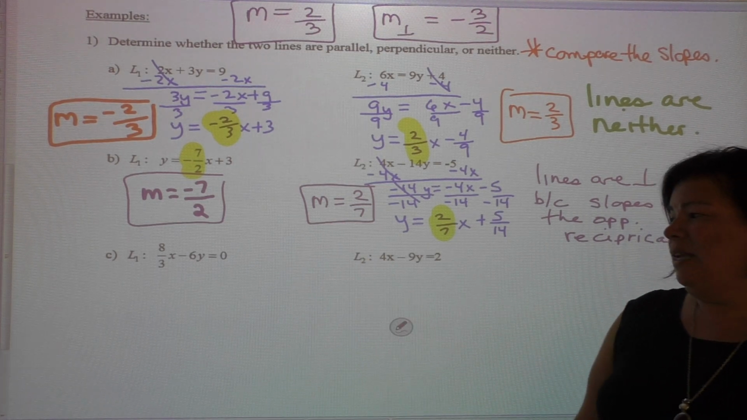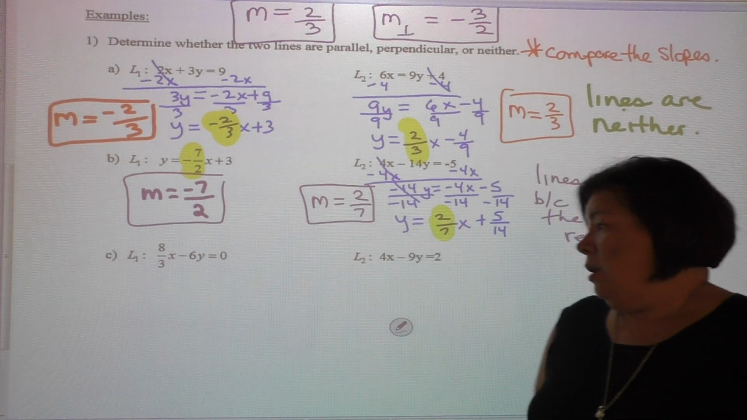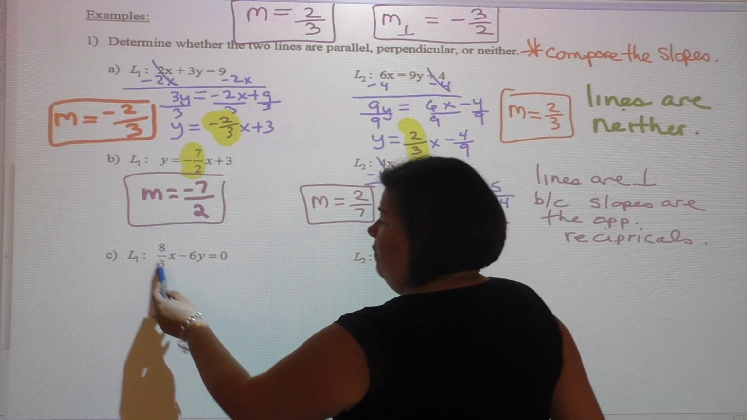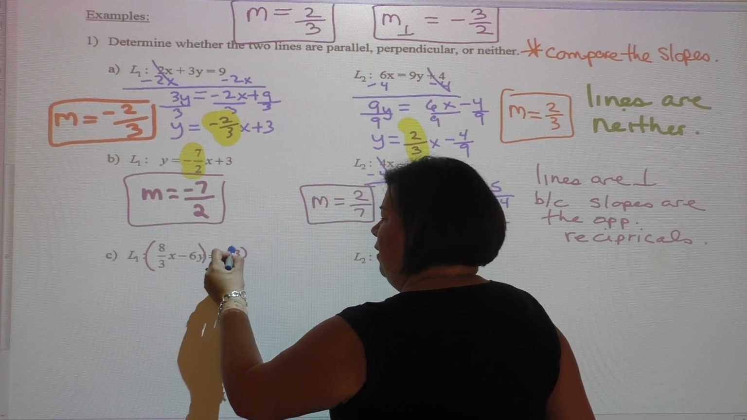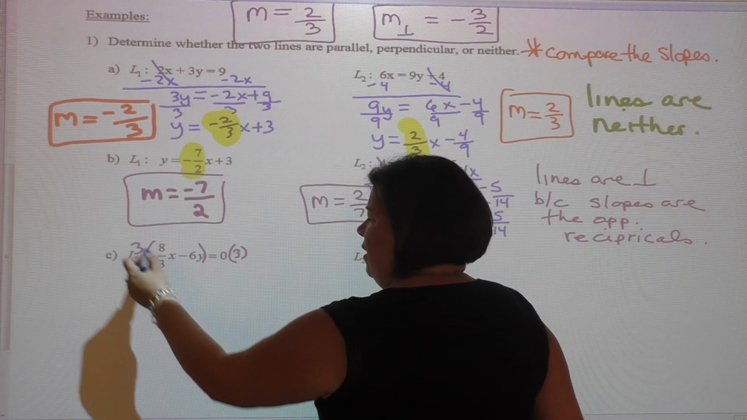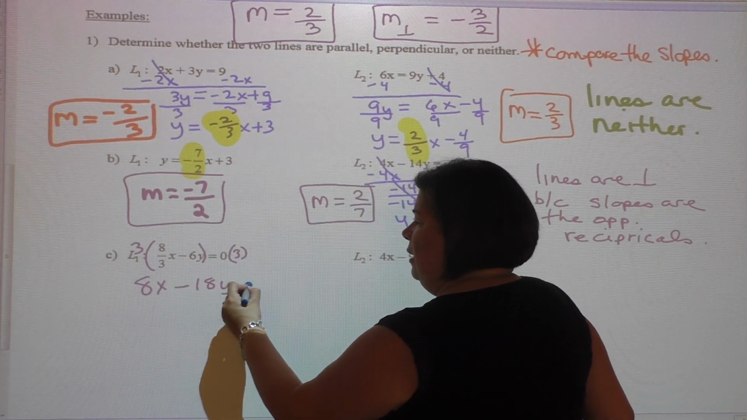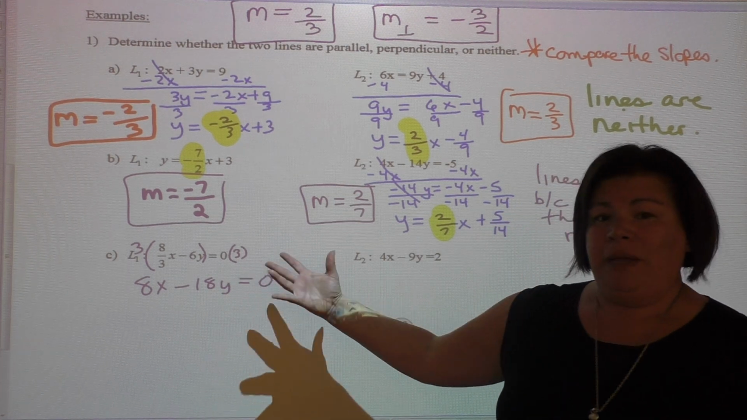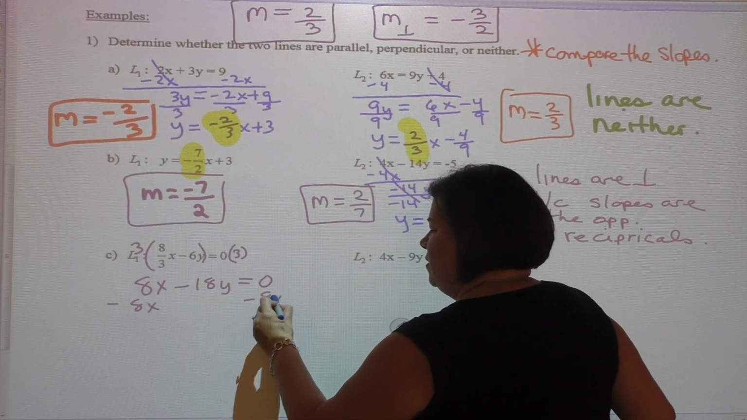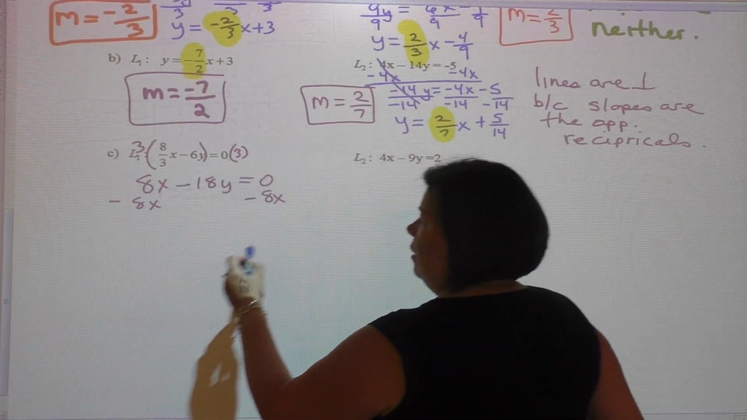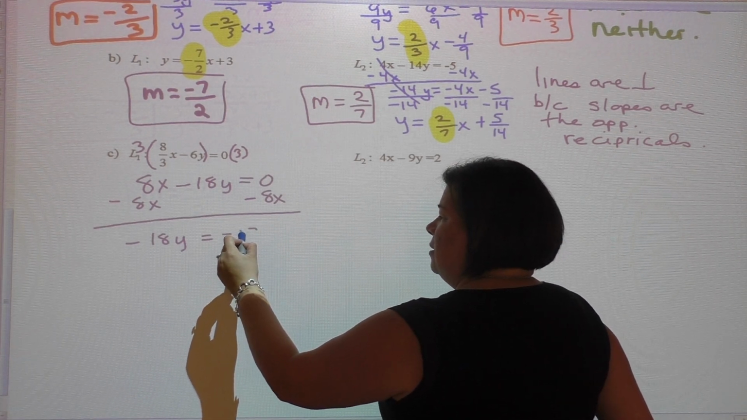All right, let's look at C. It would probably be a good idea first to put this in slope-intercept form, and we can get rid of this fraction right now if we multiply everything by 3. So this reduces to 8x minus 18y equals 0. And if I isolate y by itself, if I subtract 8x from both sides, we're going to get negative 18y equals negative 8x.